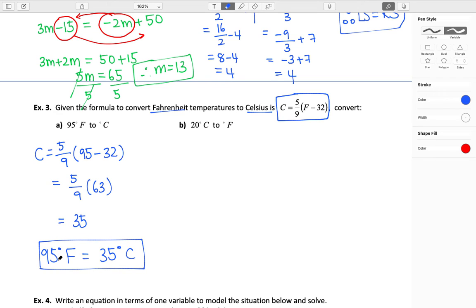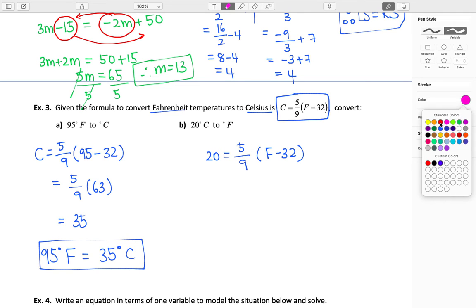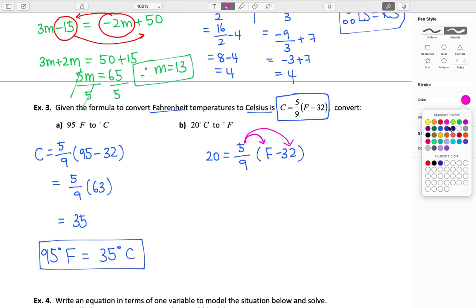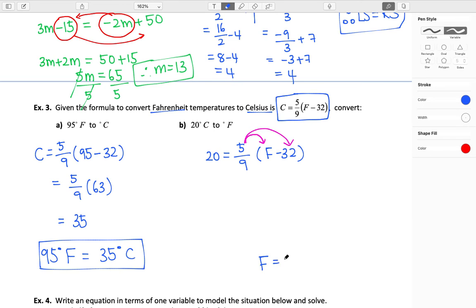Okay. And then you will do the same thing for letter B, but this time they give you 20 degrees Celsius. So I'm going to plug in 20 equals 5/9 Fahrenheit minus 32. So essentially what you're doing is solving for F. As a hint, I would recommend that you distribute the property and then collect the like terms. So try it out and you will notice that the Fahrenheit is equal to 68.